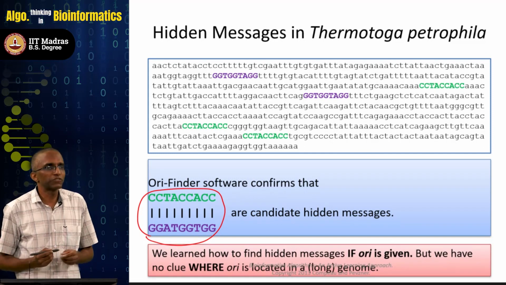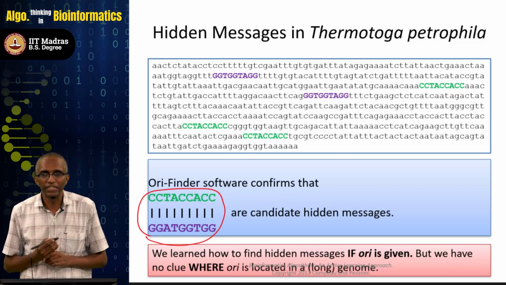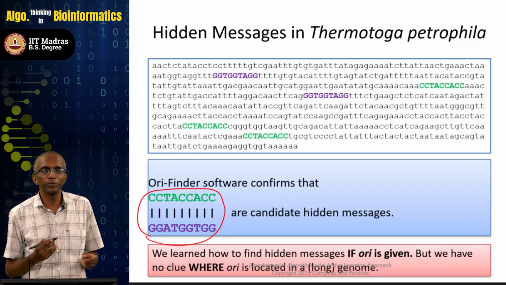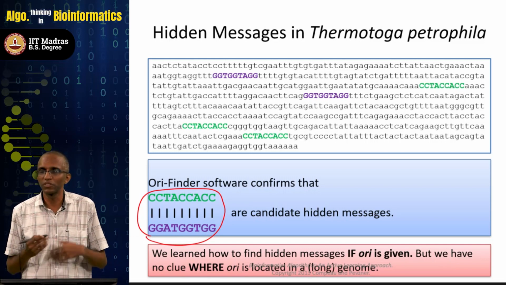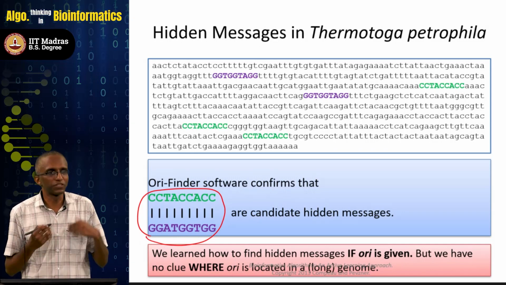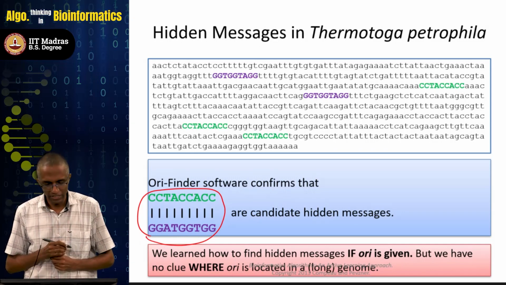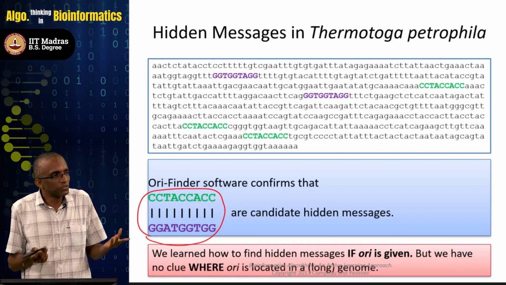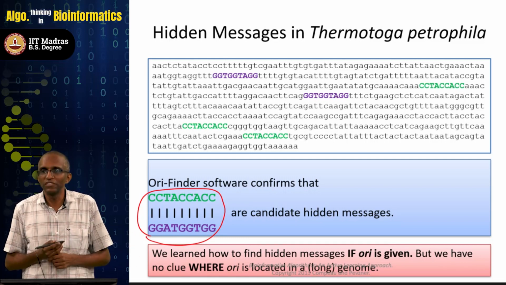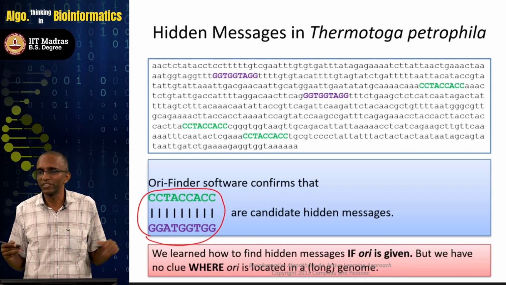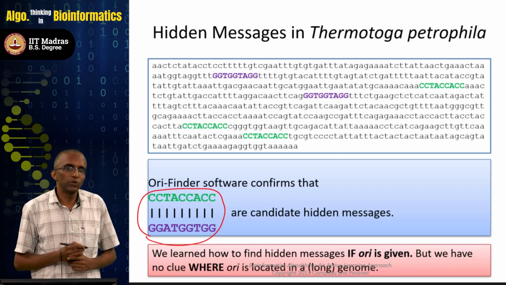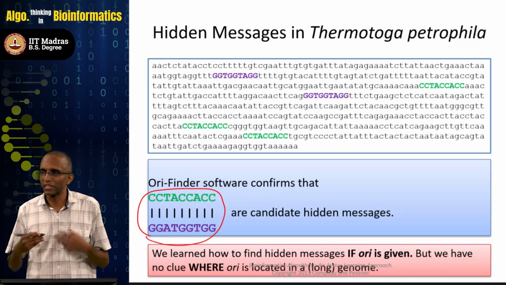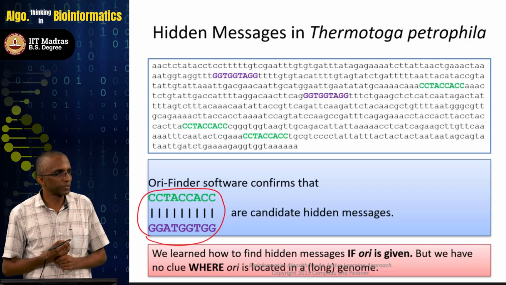Okay. So, we have so far only solved the sub problem of given a replication origin sequence, what are the hidden messages within it, what are the frequently occurring words. But of course, if we start with a new species, new organism, we do not know where the replication origin is in the first place. So, how can we bootstrap from this procedure and try to figure out where the origin of replication is?